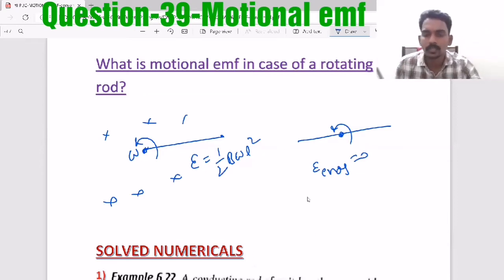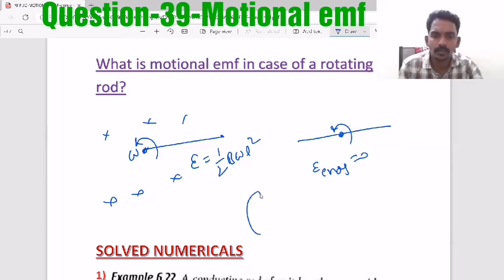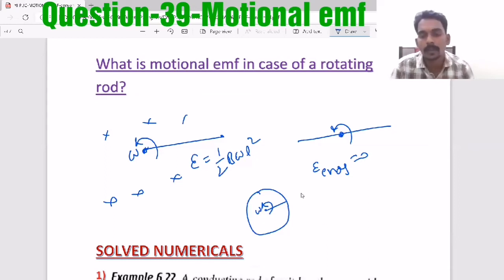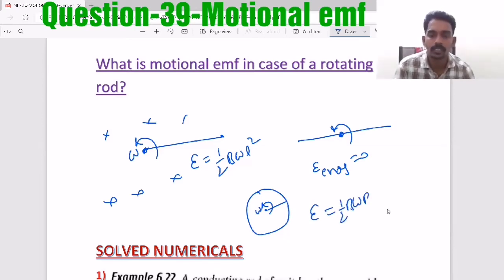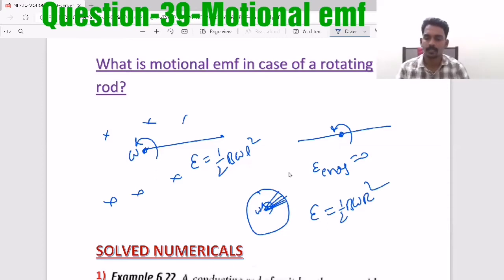Depending upon the question, sometimes they'll ask about a disk. The disk is rotating about its axis with angular velocity omega. Then between the center and the periphery, epsilon is half B omega R square. Here it is like a combination of rods, each of length equal to the radius, so a similar formula will come. So sometimes they can ask questions like this.